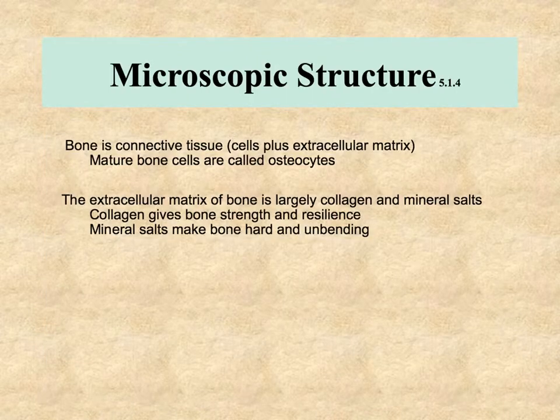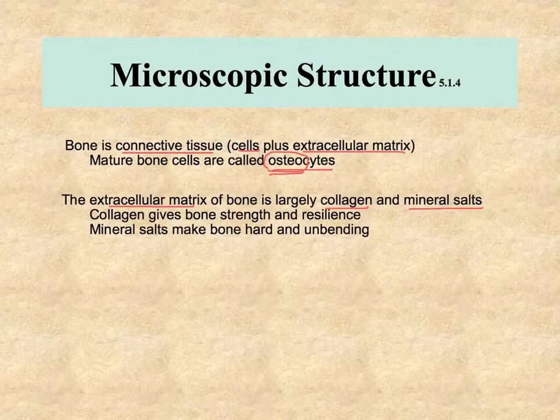So let's look at some microscopic structure of the bones. As I started off saying, bone is a connective tissue, which means you have cells plus a great deal of extracellular matrix. The mature bone cells are called osteocytes, and you should see a pattern here. We have the periosteum, osteocyte, osteo is referring to the bones. The extracellular matrix in bones is the combination of collagen and these mineral salts. We mentioned calcium phosphate and calcium carbonate.